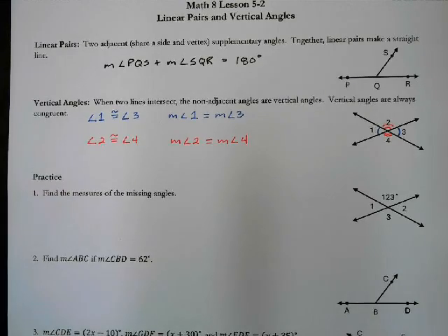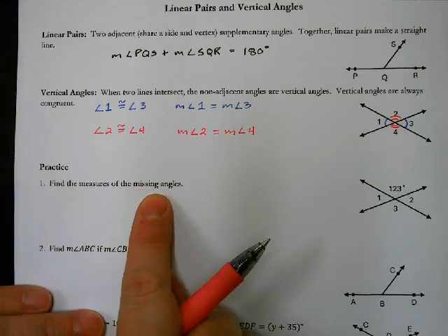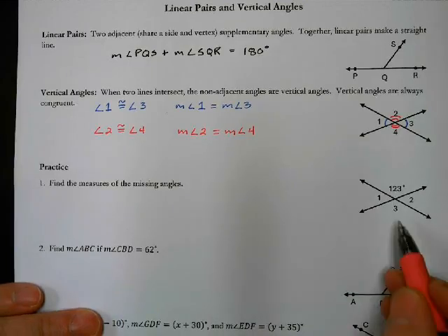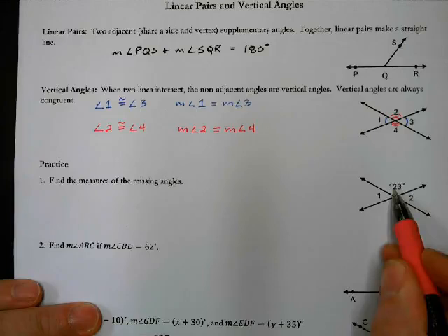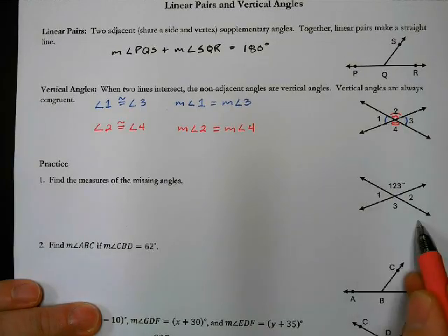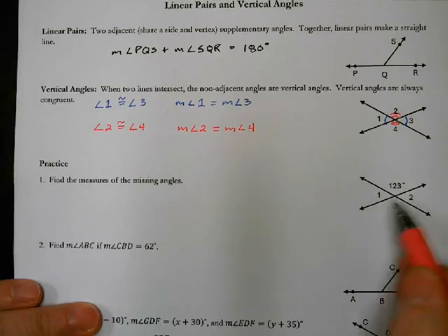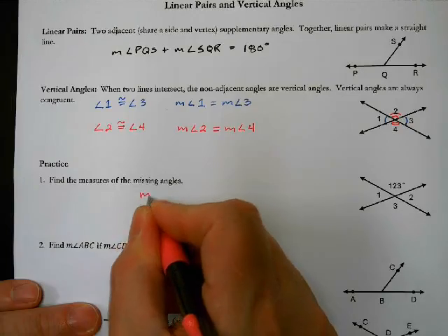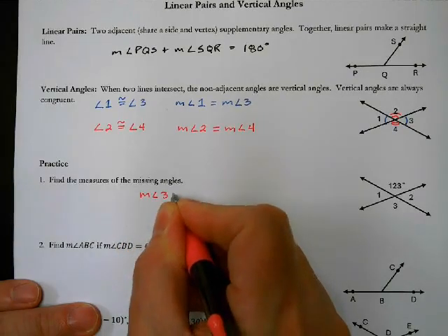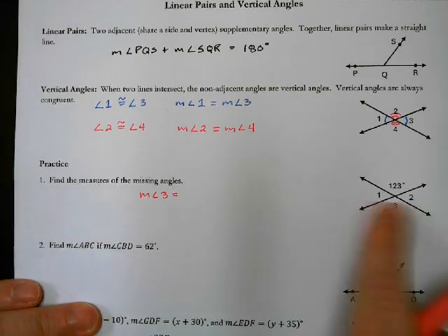Practice problems. Find the measures of the missing angles. So here we've got, this angle is 123. It's two lines crossing. So the first thing that I can say is because of vertical angles, that these two angles have to be congruent to each other. Because these are vertical angles, they're congruent. So the measurement of angle 3 is going to be 123.